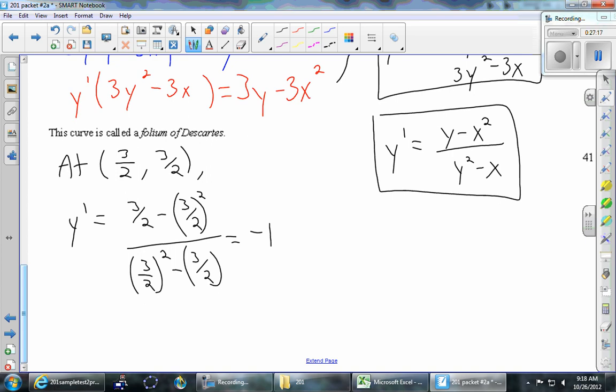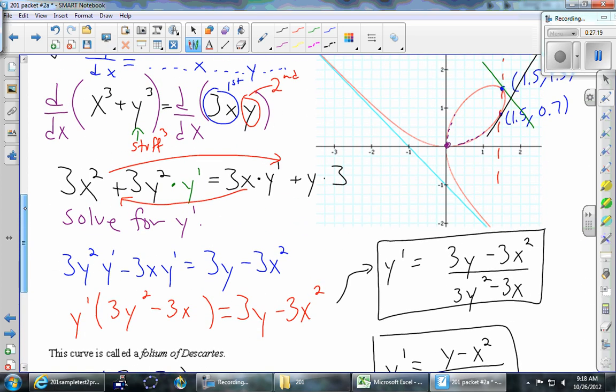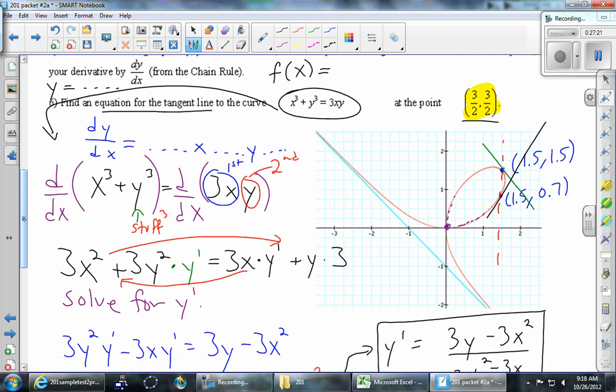What does that -1 represent in this picture? It's the slope of which line? Yeah, and which one? There are two up there. There's the top one, the green one. We plugged in 3/2, 3/2 and got the slope is -1. If I wanted to plug in 1.5 and 0.7, although don't do that because I just made up 0.7, you have to plug in the right number. But if you plug those numbers in, you get the slope of the black tangent line. Okay.